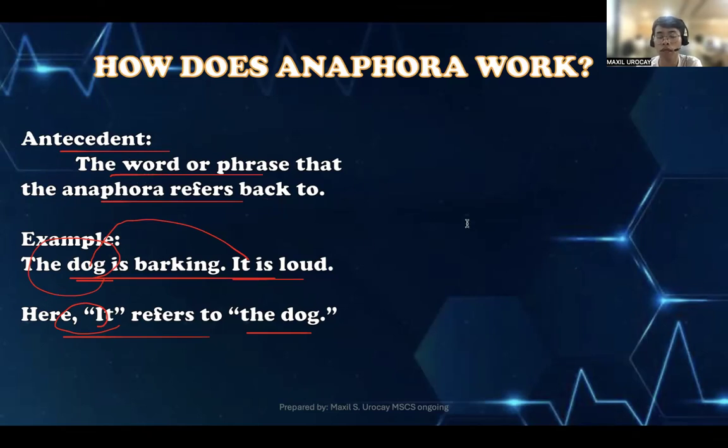So it will be a big difficulty if we're trying to implement something like a chatbot, where we must maintain the semantics of our sentences. The antecedent, as I have mentioned, is the noun or noun phrase that the anaphora refers back to. So for example here, the dog, we will replace that with it, just like earlier with John, we replaced that with he.